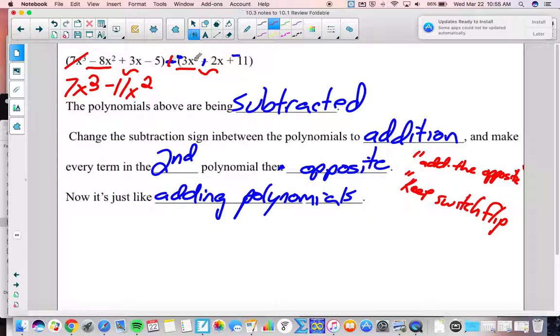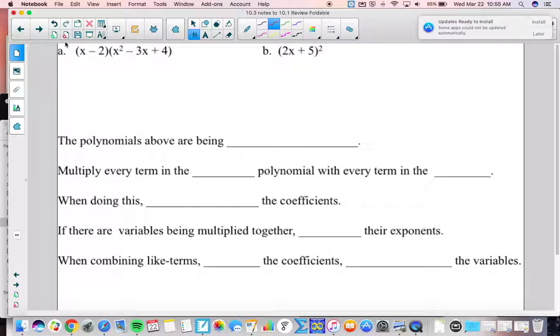Now I have 3x plus 2x. That's 5. And I bring that ending of x down. Last but not least, negative 5 plus negative 11 is negative 16. Bada bing, bada boom.